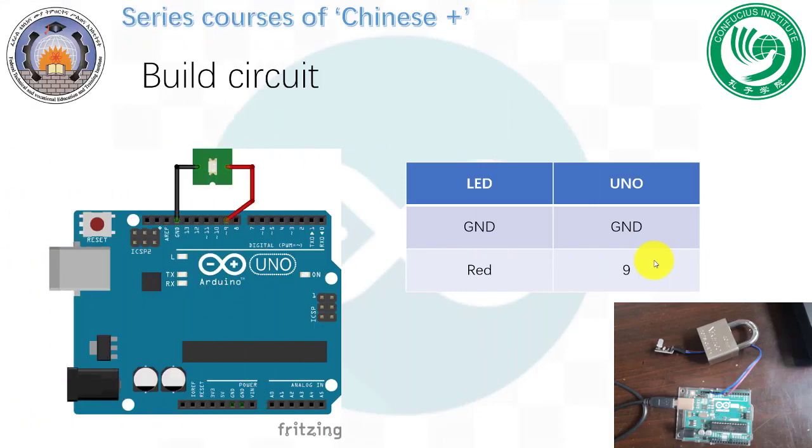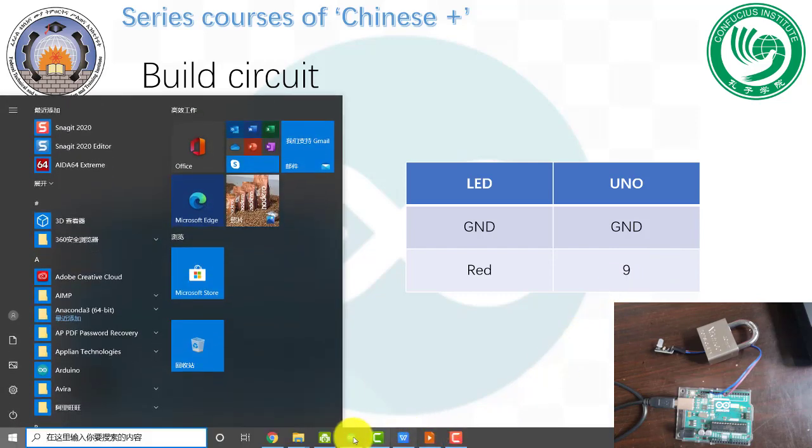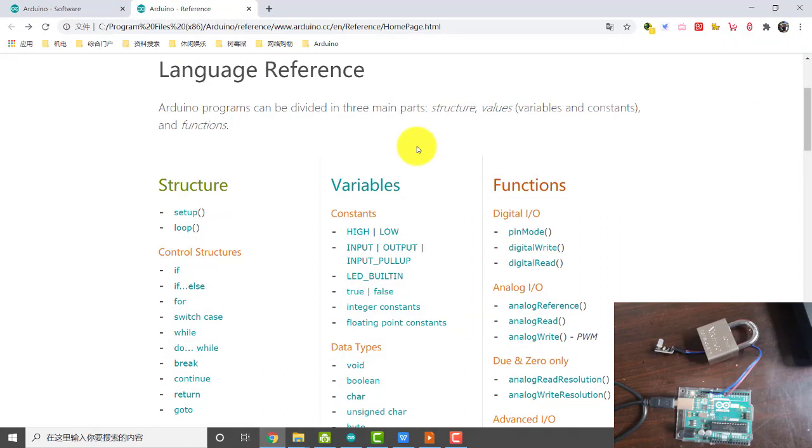This example is very simple. We just connect an LED to the Arduino board. LED has two pins. One is ground, one is positive. So positive connects to pin 9 and ground connects to Arduino's ground pin. And let's see our example, because the first example is very simple.